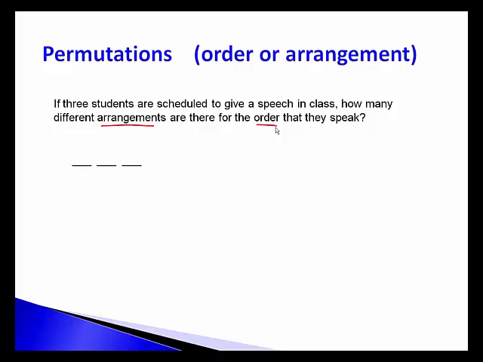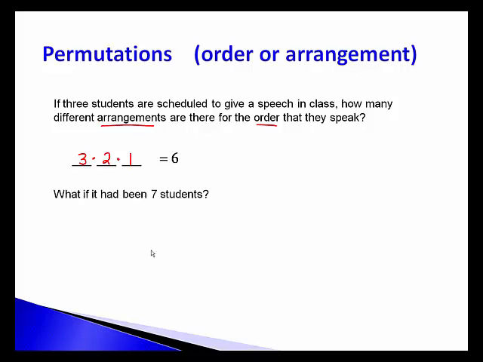So I'm going to go back to the same way we did the license plates and the telephone numbers. And I'm going to ask you, how many choices are there for who can go first? Well, there are 3 students going to speak, so there are 3 choices for who can go first. How many does that leave for who could go second? 2. And how many does that leave for who goes last? Just 1. When you multiply those together, what do you get? A total of 6. So there are 6 different arrangements for the order that the students speak.